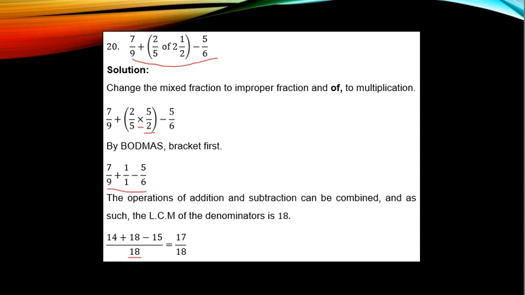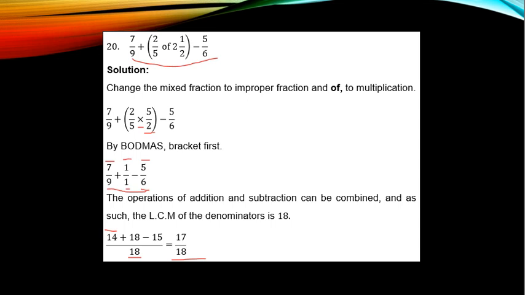So if you divide 18 by this 9, you have 2. 2 times 7 is 14. Divide 18 by 1 is 18. 18 times 1, 18. Divide 18 by 6, 3. 3 times 5, you have 15. So when you add 14 plus 18, that is 32, minus 15 is 17 all over 18.